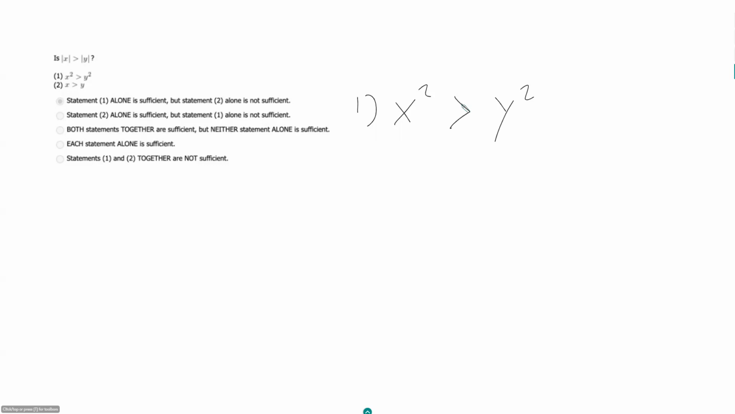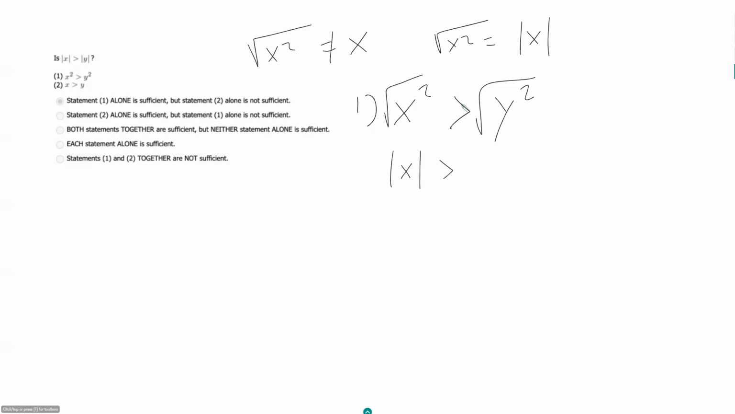And in fact, the square root of x squared is not equal to x, so don't say this ever. The square root of x squared is equal to the absolute value of x. So if we wanted to, we could take the square root of each side here, and then we would get the absolute value of x is greater than the absolute value of y, which is literally answering our question. So that's sufficient.